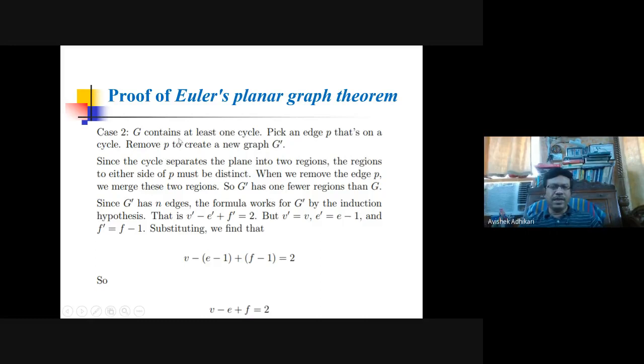So the second case: G contains at least one cycle. G might have more than one cycle, but it should have at least one cycle.